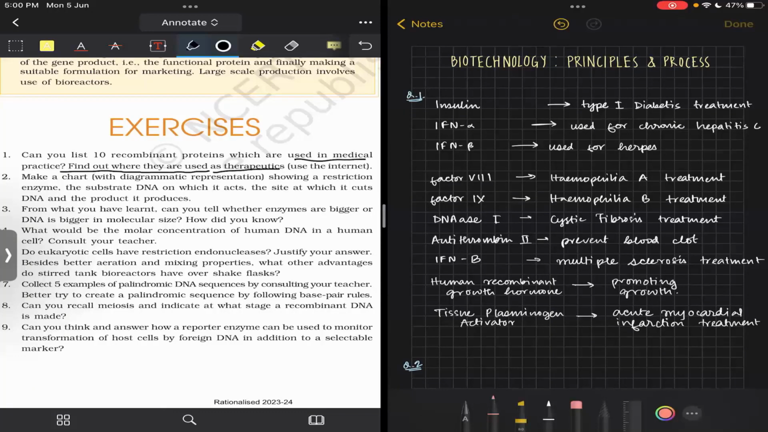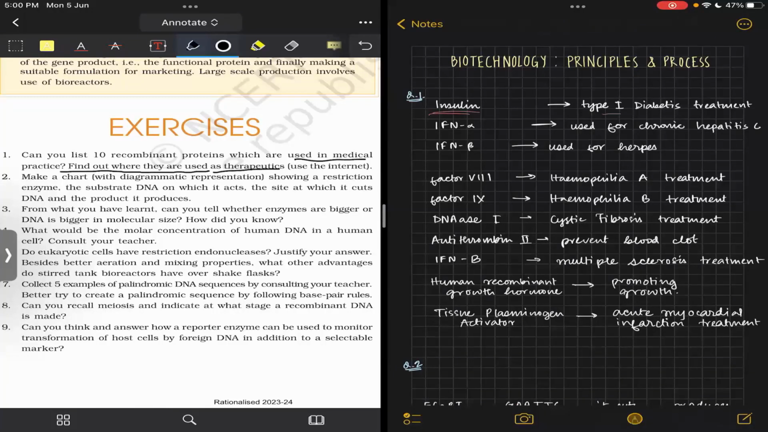The first one is insulin, as I said, and it is used in treatment of type 1 diabetes mellitus. The second one is interferon alpha, used for chronic hepatitis C. Interferon beta, used for herpes. Factor 8, used for hemophilia treatment. In hemophilia A patients, factor 8 is deficient, that's why we give them factor 8 artificially. And factor 9 for hemophilia B patients, DNase 1 enzyme for cystic fibrosis treatment, and antithrombin 3 for preventing blood clots, and interferon gamma.